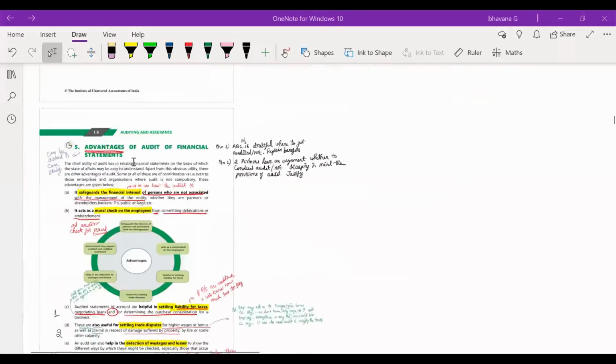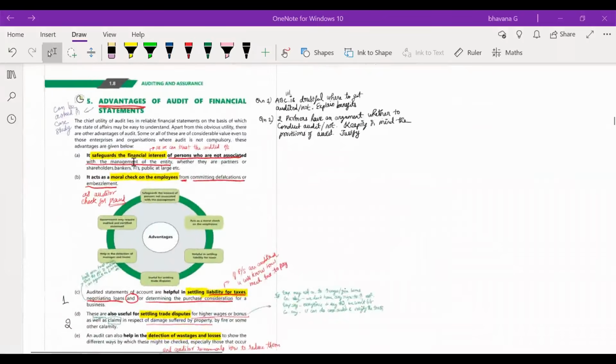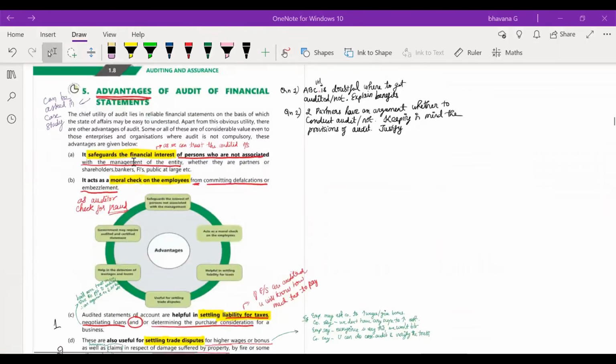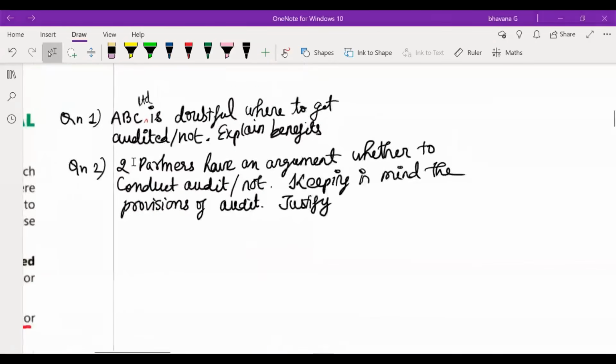Okay, guys. So next we are going to read the advantages of audit of financial statements. What are we going to read? Advantages of audit of financial statements. If you are going to audit the financial statements, in the start itself I told you, the work of an auditor is to audit the financial statements. So what are the advantages of it? Why would somebody want to audit? In the exam they would ask you questions like this.